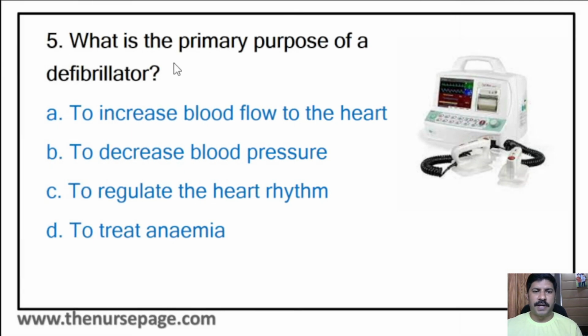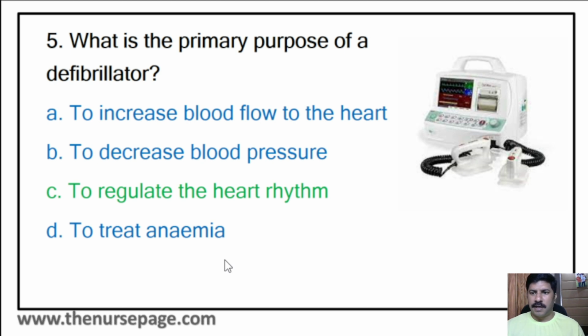Fifth question: What is the primary purpose of a defibrillator? To increase blood flow to the heart, to decrease blood pressure, to regulate the heart rhythm, to treat anemia. Correct answer: to regulate the heart rhythm.